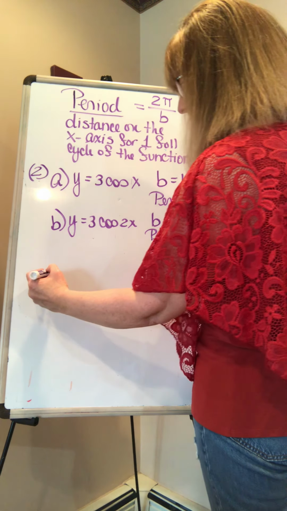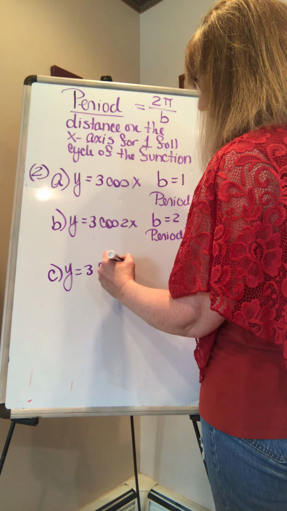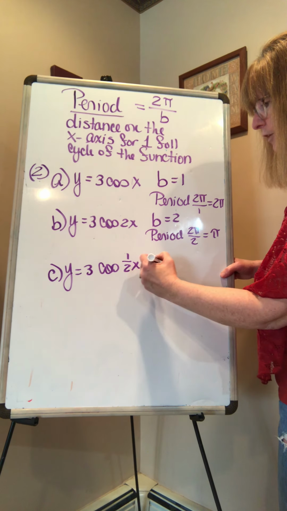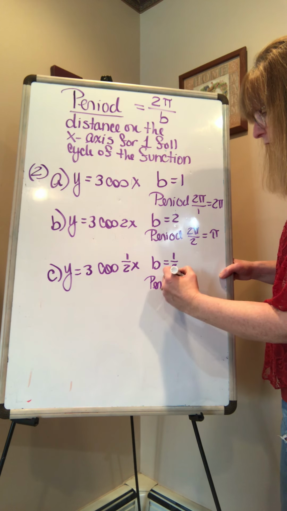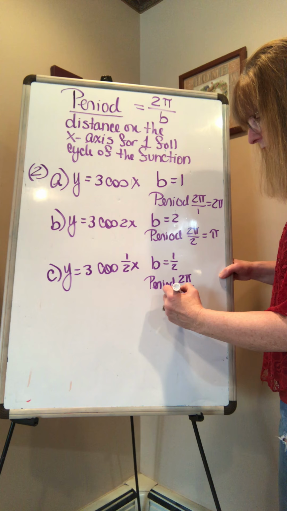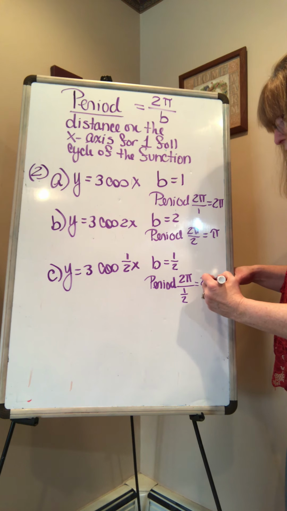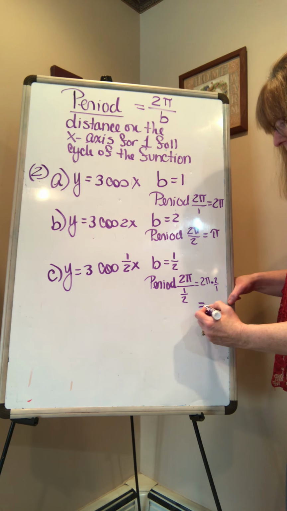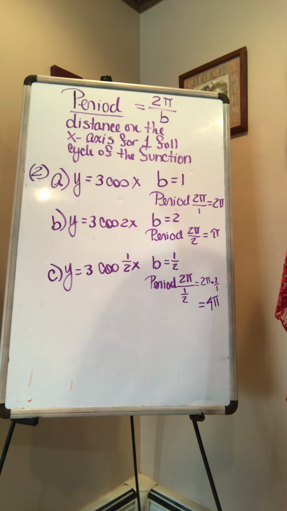If we look at C, where y is equal to 3 cosine of 1/2 x, then my frequency is 1/2, and my period now is 2 pi divided by 1/2, and again, 2 pi divided by 1/2 means multiply by the reciprocal, 2 over 1, and this gives me 4 pi for my period. So you got to be really careful when they're giving you fractions. Exercise 3 has them all jumbled up a little bit. Let's take a look at exercise 3.